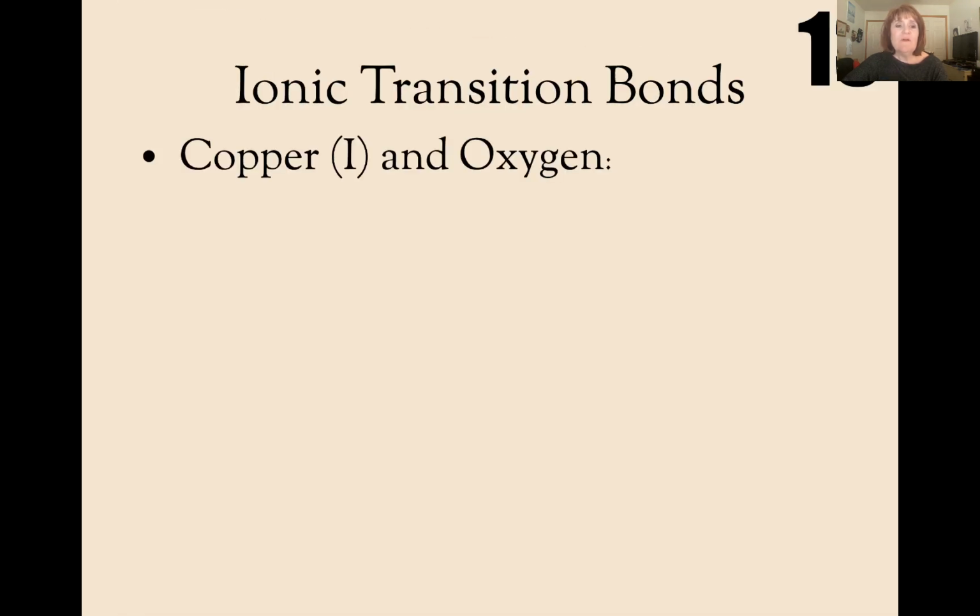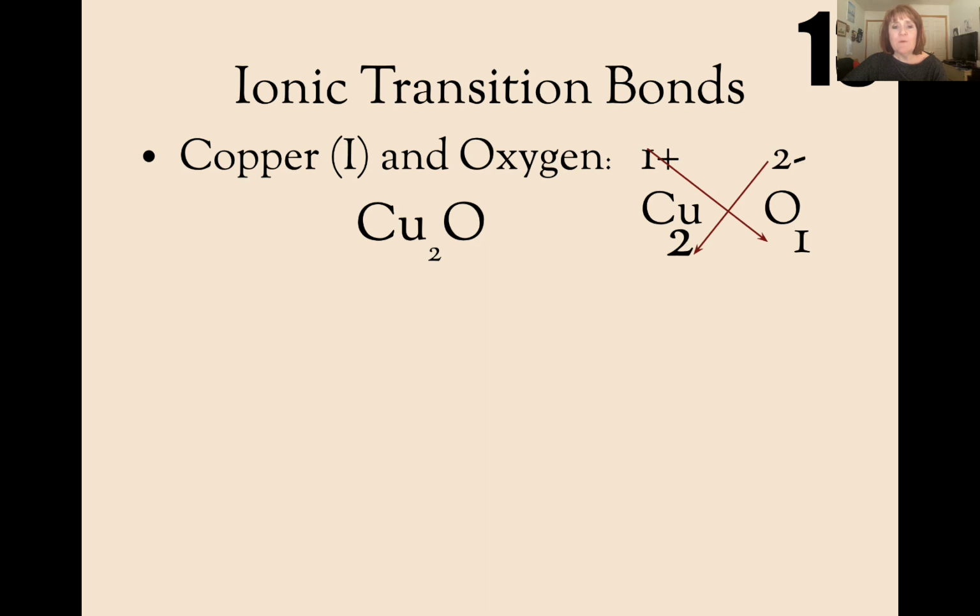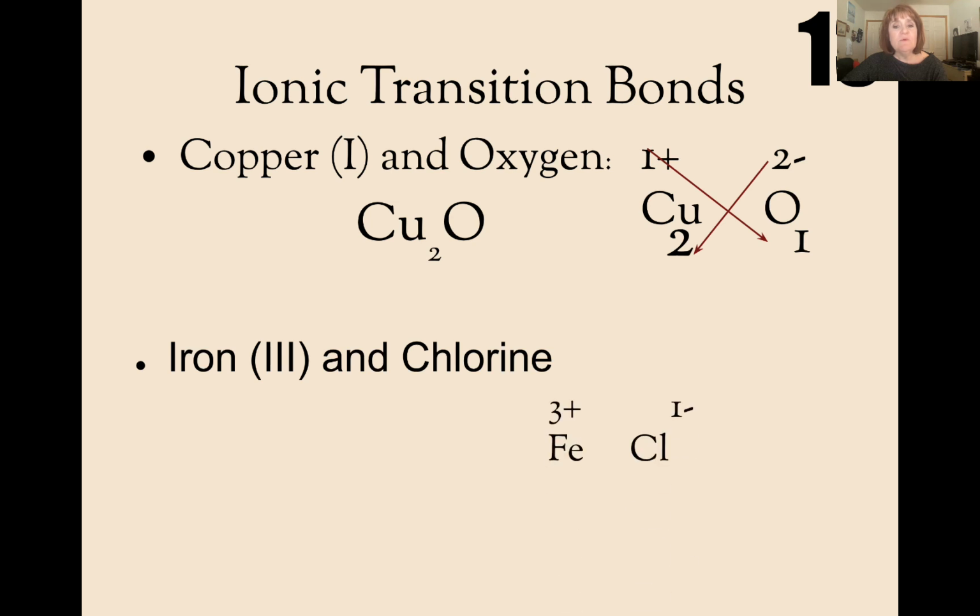For example, if I wanted to combine copper 1 and oxygen, that's Cu1 positive and oxygen is 2 negative always. The 2 comes down, the 1 comes down, and we write the formula Cu2O. Iron 3 and chlorine would be Fe3 positive, Cl1 negative. They crisscross, the 3 comes down, the 1 comes down, and we write the formula FeCl3.